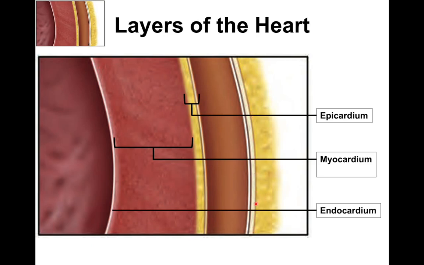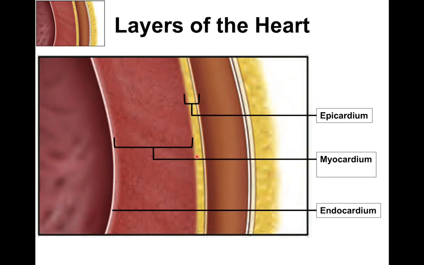This one is the dense irregular connective tissue, and it's the fibrous layer of the pericardium. And the serous layer of the pericardium has 2 layers. We have the parietal layer and we have the visceral layer. And in between these 2 layers, there is a cavity, the pericardial cavity. As you see, the visceral layer of the serous pericardium adheres to the wall of the heart and is one component of the epicardium. So the epicardium is composed of the visceral layer, which is mesothelium, and connective tissue.